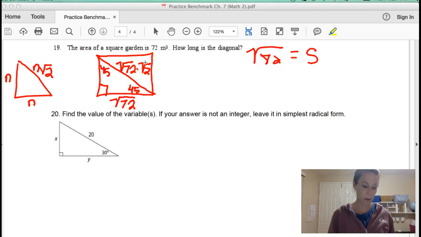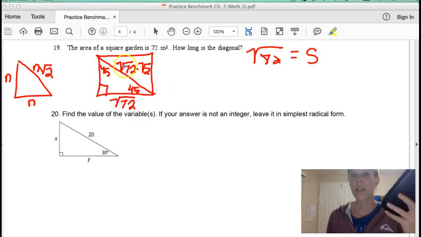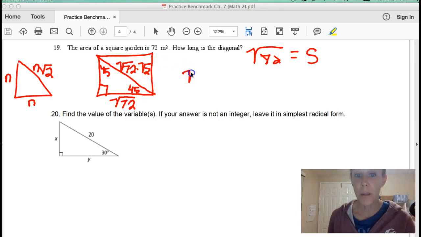Now, since they're both radicals, I can multiply them together. I'm going to go 72 times 2, and that's 144. So my hypotenuse is going to be the radical 144, and root 144 is just 12. So I have 12 meters, and that's my diagonal.